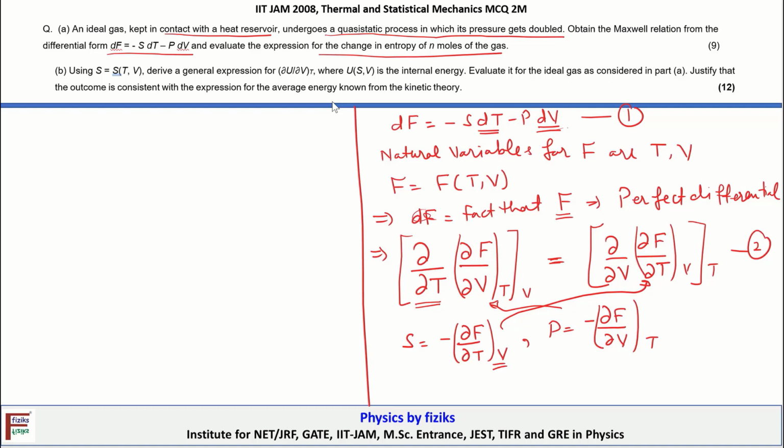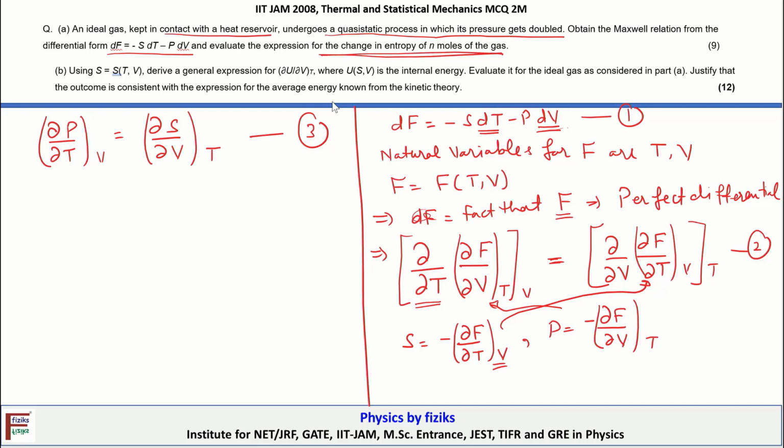So that is ∂p/∂t at constant volume, and that is equal to ∂s/∂v at constant temperature. So this is the required Maxwell relation. Let's call this equation 3. Now we have obtained the Maxwell relation, and we evaluate the expression for change in entropy for n mole of ideal gas. Now we will come to this part.